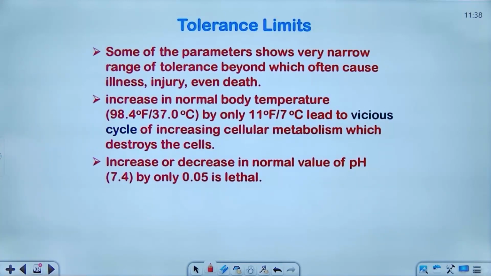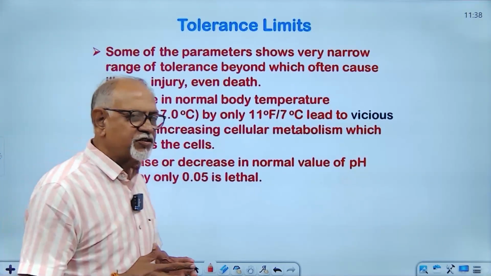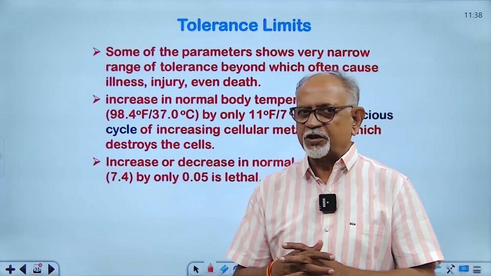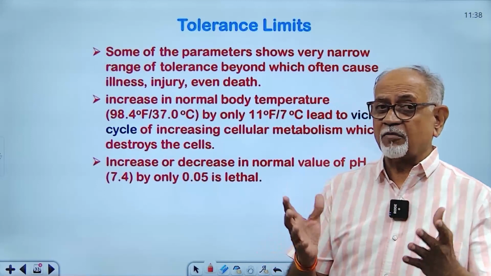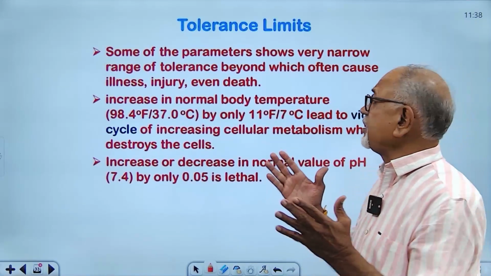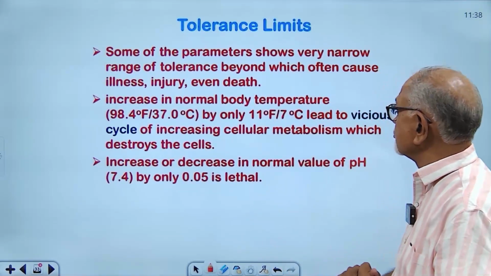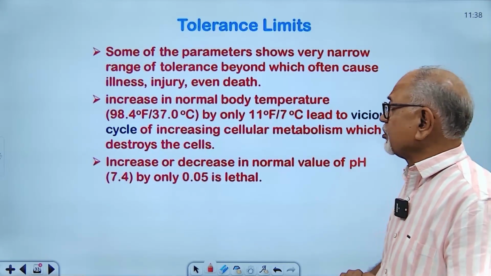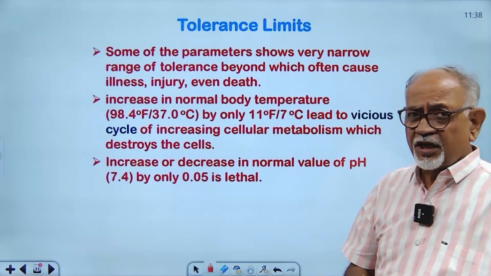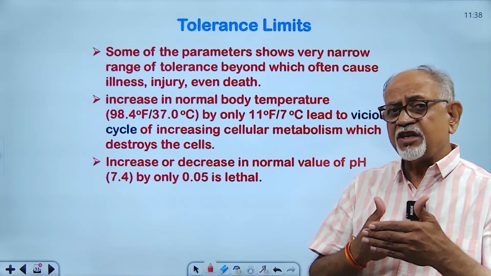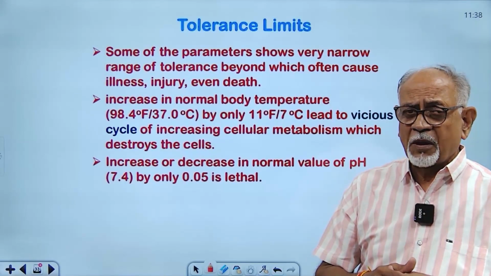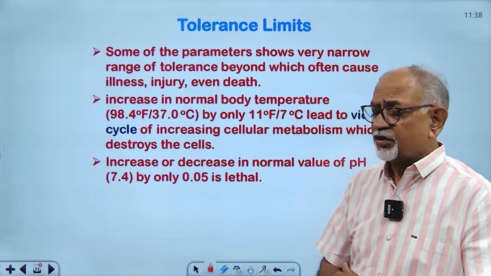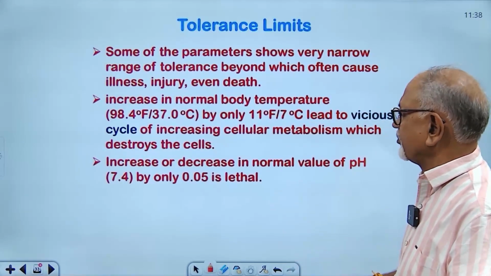Tolerance limits. All these parameters should be within a perfect limit. But some of the parameters have a very narrow tolerance limit beyond which it often causes illness or injury, and if a major dysfunction occurs, then it can even lead to death. There are certain examples of this.